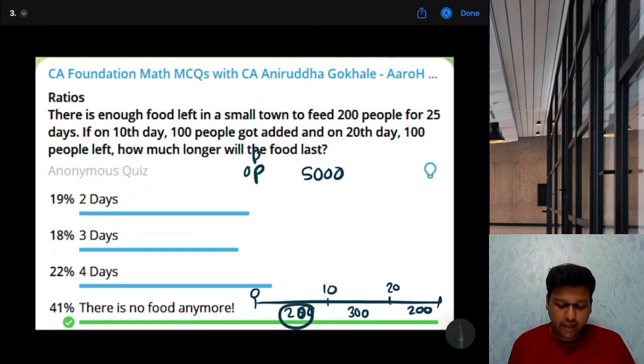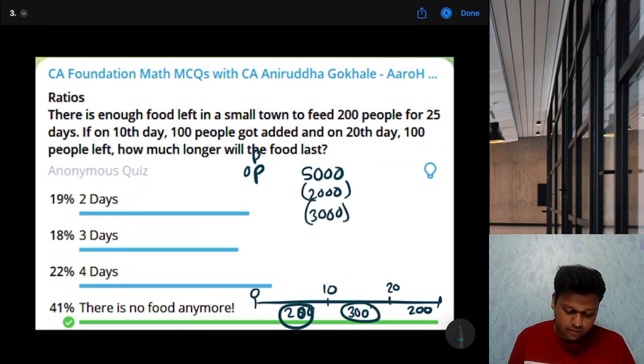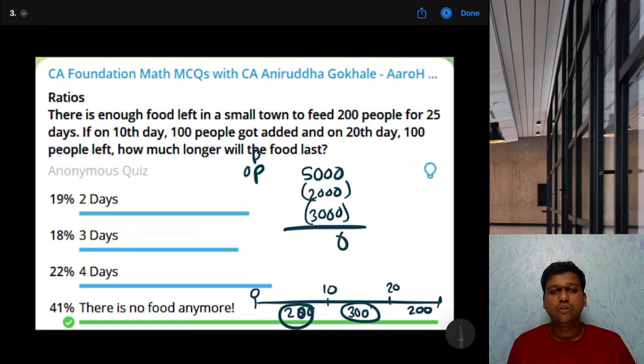So 200 people for 10 days, so they use 2000. Then 300 people for 10 days, so they use 3000. So how much is left? 0. So how much longer will the food last? There is no food. Right? D is the correct answer.